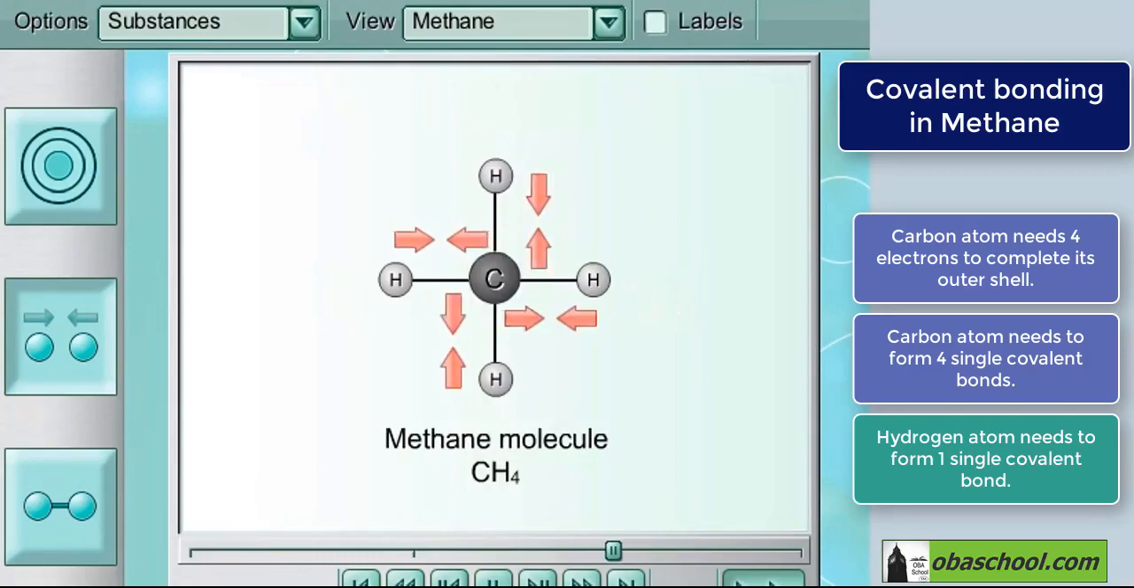So this is another way to show you the attraction between each carbon atom and each hydrogen atom. This is the covalent bond formation in methane. It is CH4, so it's made up of 1 carbon atom and 4 hydrogen atoms, and the atoms are bonded together by single covalent bonds. So the carbon atom is sharing only 1 pair of electrons with each hydrogen atom.